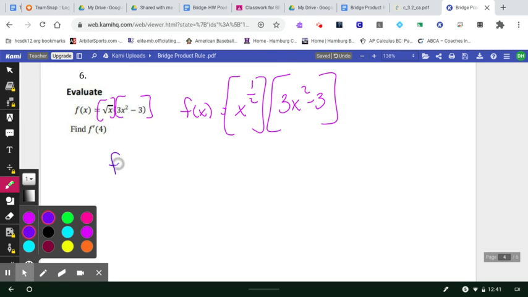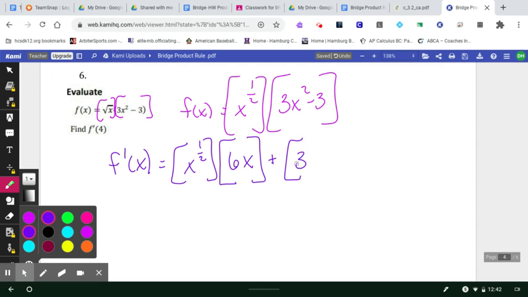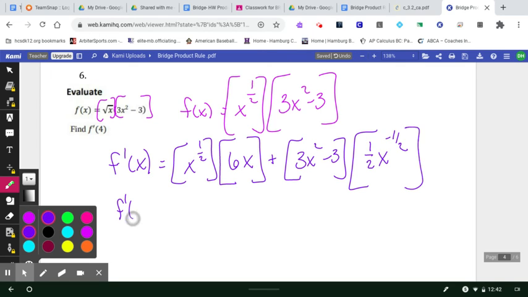All right, so f prime of x equals the first term, x to the 1/2, times the derivative of the second, so that's 6x, plus the second, times the derivative of the first, so 1/2 x to the negative 1/2. Now, again, before I substitute a number in, I'm going to clean this up because it's a little scary looking plugging things into all these fractions.